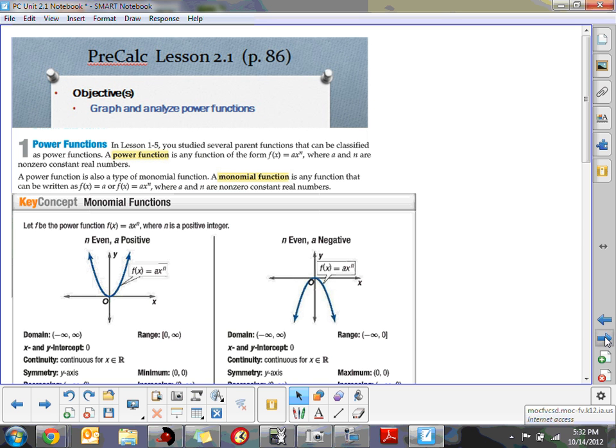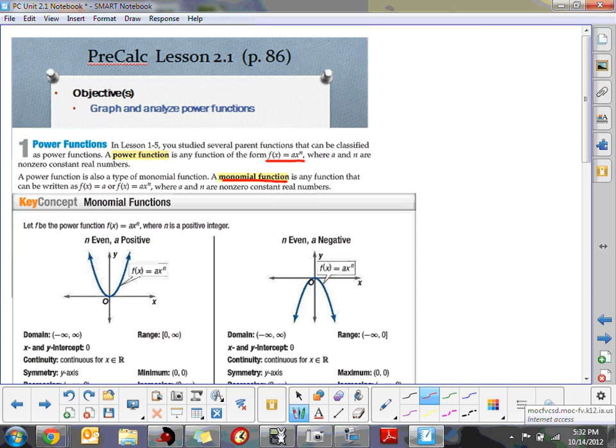A power function is any function that can be put in the form f of x equals a x to the n. And we'll see some very familiar functions that we've looked at before. A power function is also called a monomial function just because it's only going to have one term.